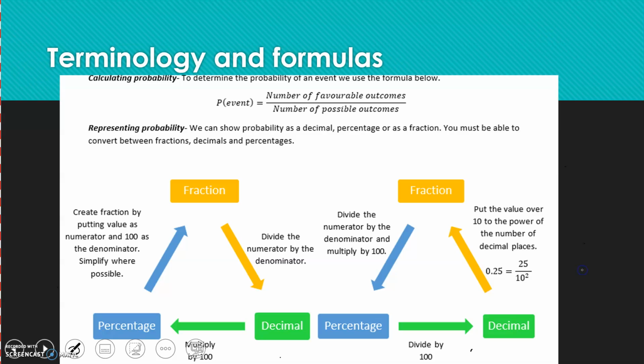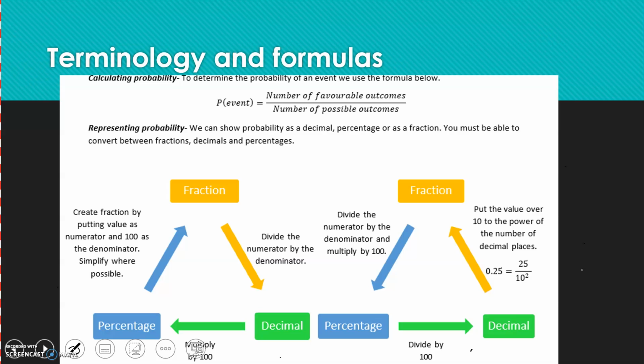You can then go from a decimal to a fraction by putting the value over 10 to the power of how many decimal places you have. So the example that I've put on the slide is 0.25. Because there are 2 decimal places there, it's 10 to the power of 2. If I only had, say, 0.5, you would put 5 over 10 to the power of 1. If it was 0.752, so it had 3 decimal places, then it would be 752 over 10 to the power of 3.